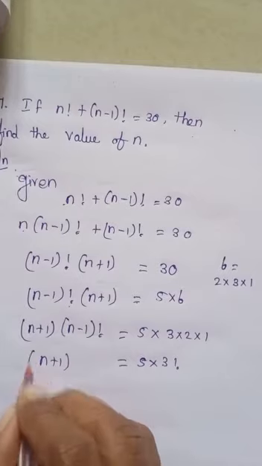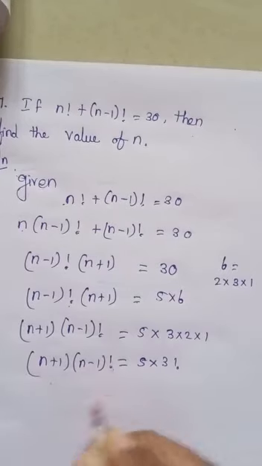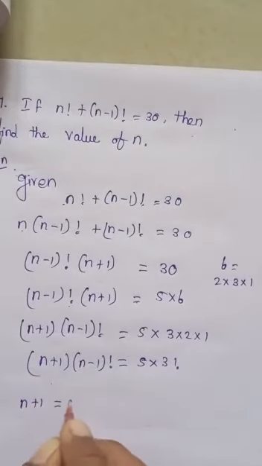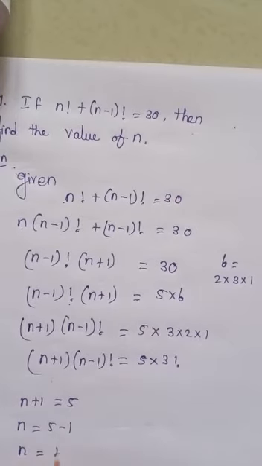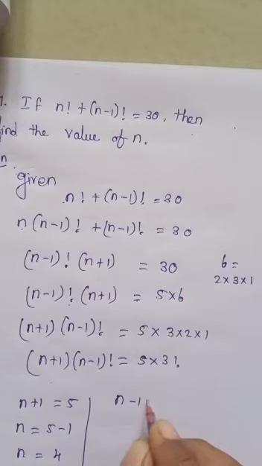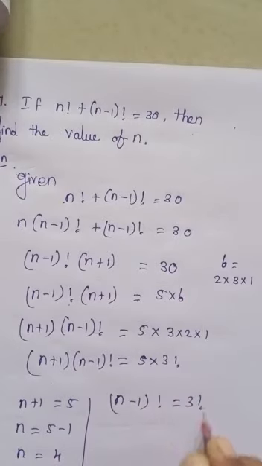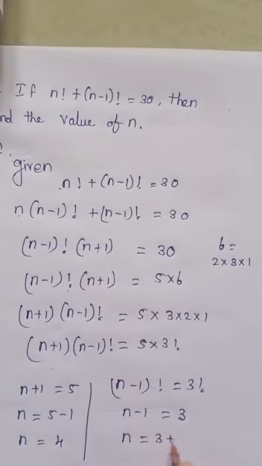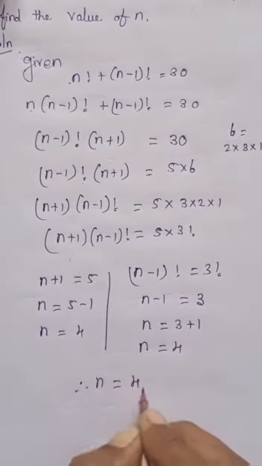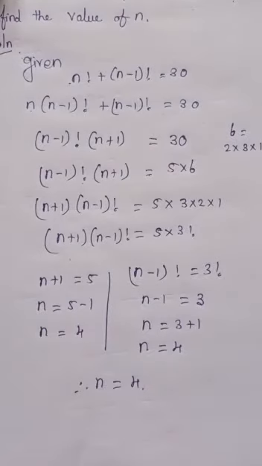So n plus 1 into n minus 1 factorial. Both you can just equate and check it. n plus 1 equal to 5. So n equal to 5 minus 1. n equal to 4. Now equate this one. n minus 1 factorial equal to 3 factorial, or n minus 1 equal to 3. So n equal to 3 plus 1, we get n equal to 4. In both the conditions we have got n equal to 4. Therefore our answer n is equal to 4. Do you understand this?